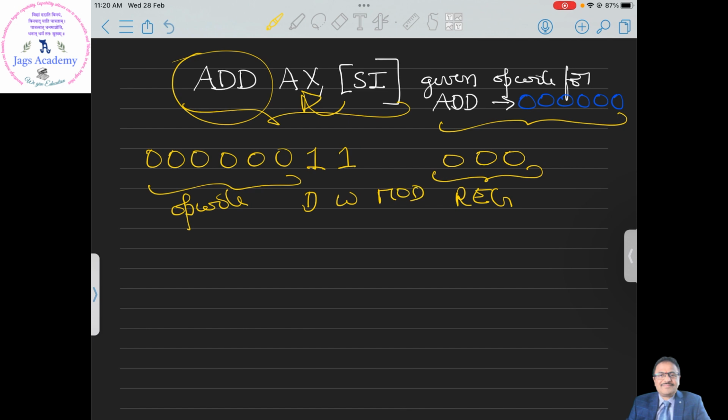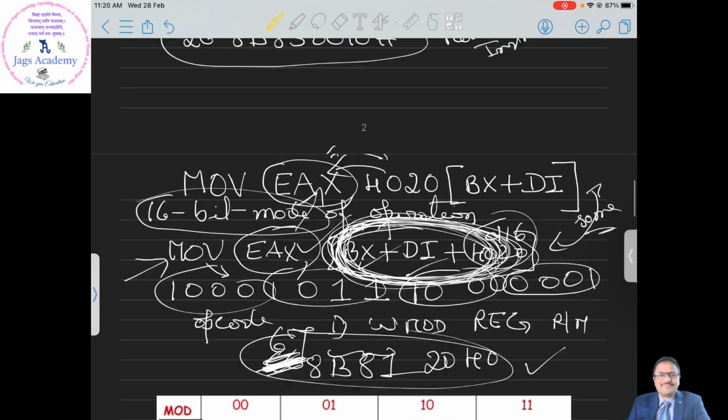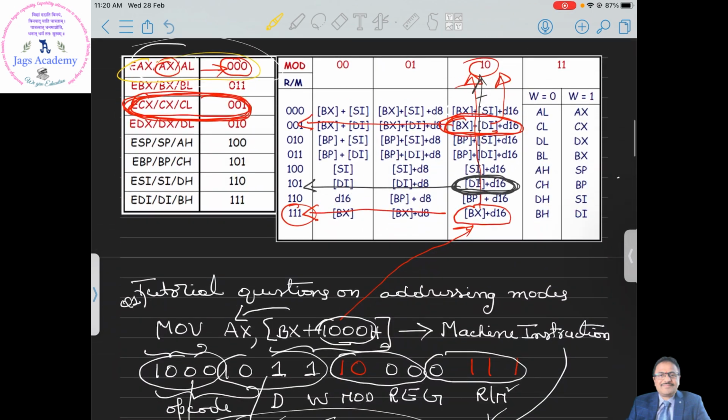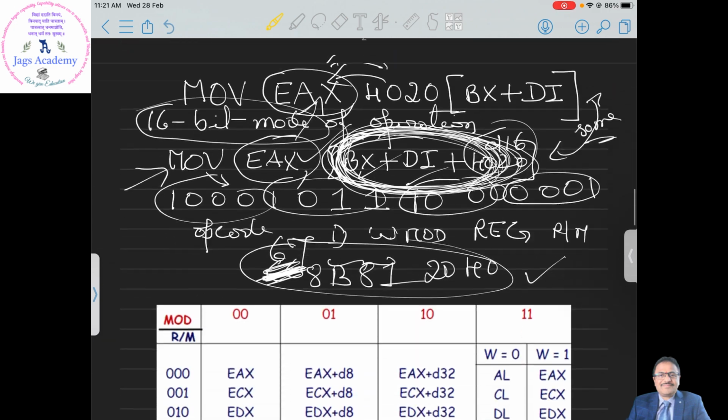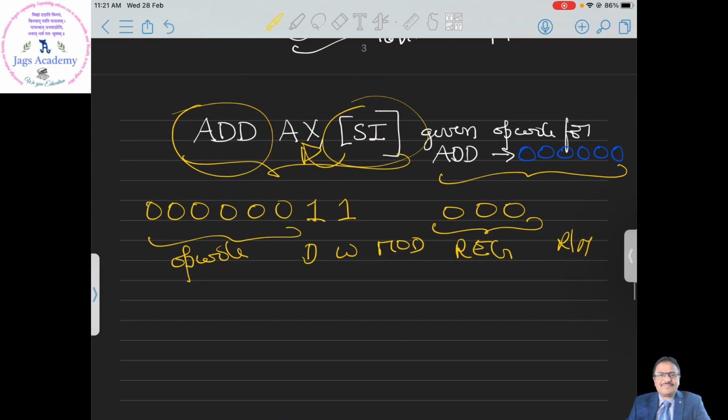So what about the mode bit and the R/M bit? This corresponds to this SI. Now refer to the table for SI. In this table, where is SI? Only within the bracket, SI is here. See, only SI is here. So the corresponding mode bit is 0 0 and R/M is 1 0 0. So mode bit is 0 0 and R/M bit is 1 0 0.